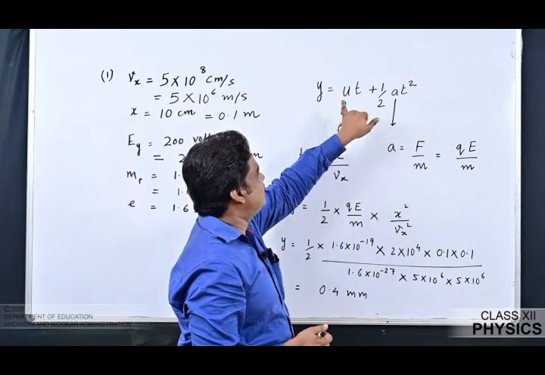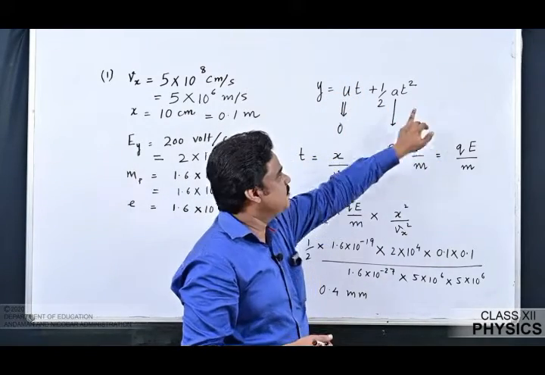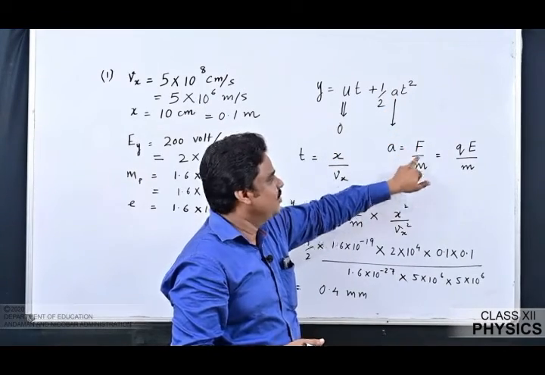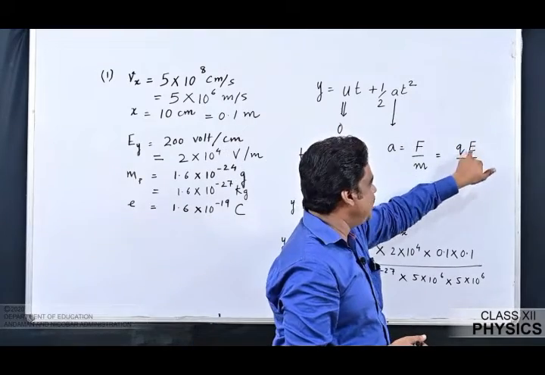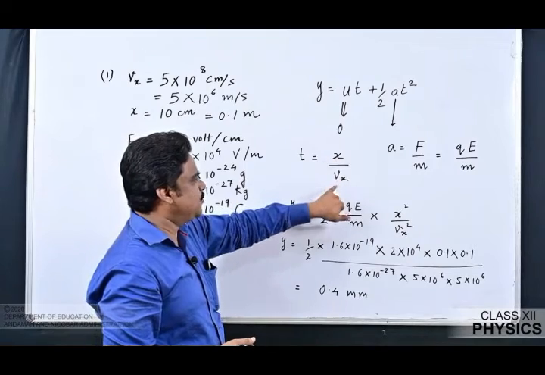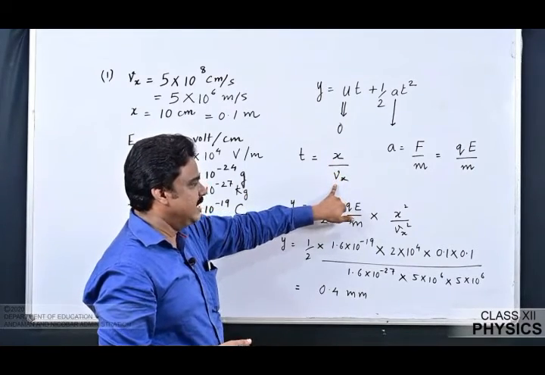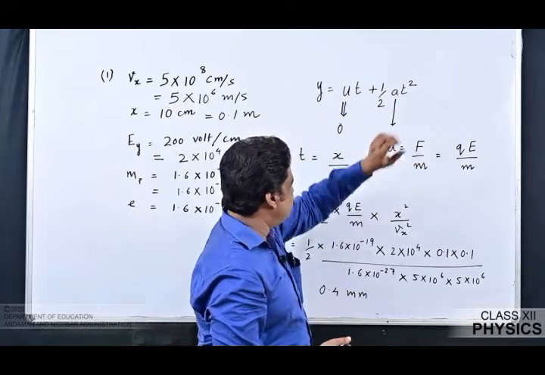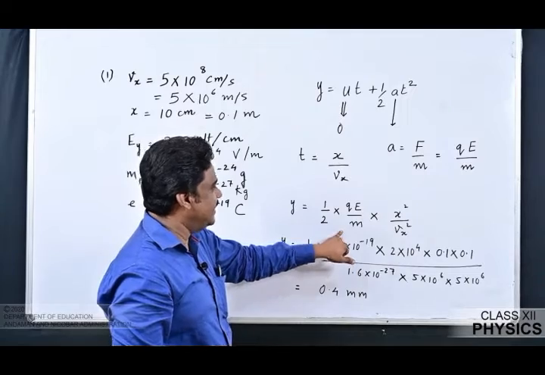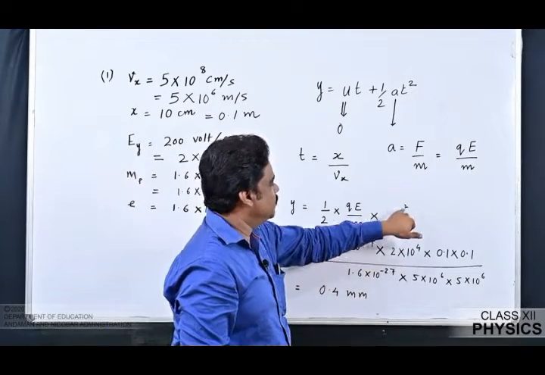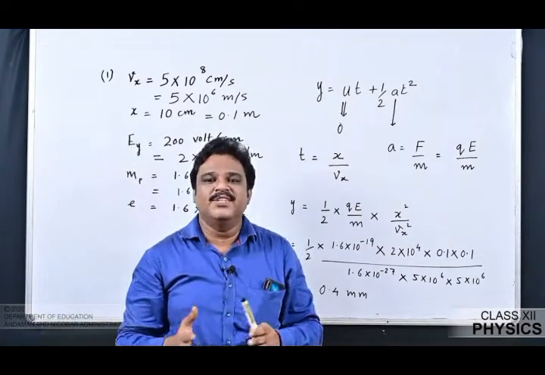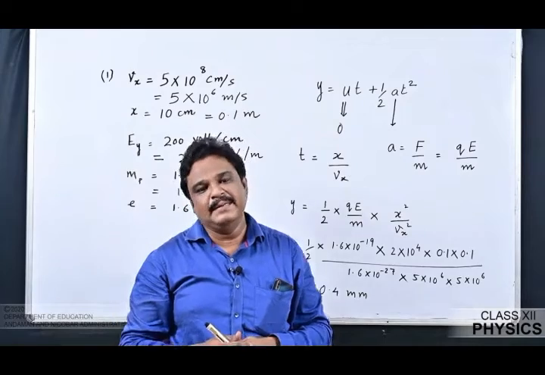Now what is left is y is equal to half at square only. The acceleration of the particle along the y-axis is force by mass from Newton's second law. Force can be replaced as F is equal to QE by m. In addition, the time taken t is equal to distance by speed. Distance is x, the speed is Vx. By putting these two values in the basic equation, we arrive at y is equal to 1 by 2 QE by m in place of a, and in place of t, x by V, and squaring. By putting all the given values and on reduction, the value of transverse deflection comes to be 0.4 millimeter.